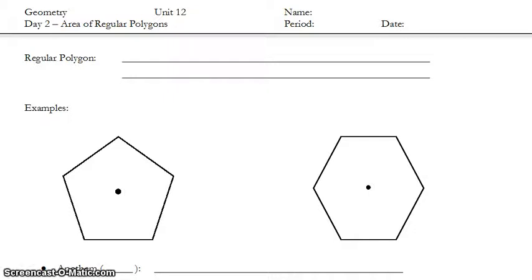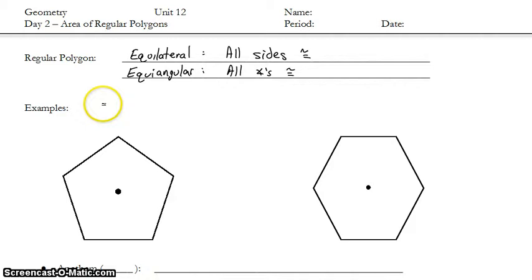First, let's talk about the definition of a regular polygon. A polygon that is considered regular is both equilateral, meaning all sides are congruent, and it's also equiangular, meaning all interior angles are congruent. The regular polygon that we've already discussed in this class is an equilateral triangle, where all three sides are congruent and all of your interior angles are 60 degrees.